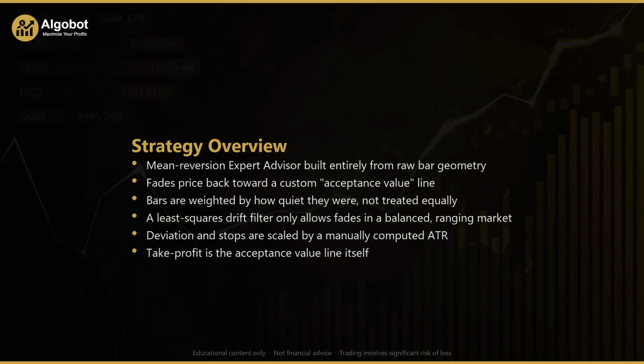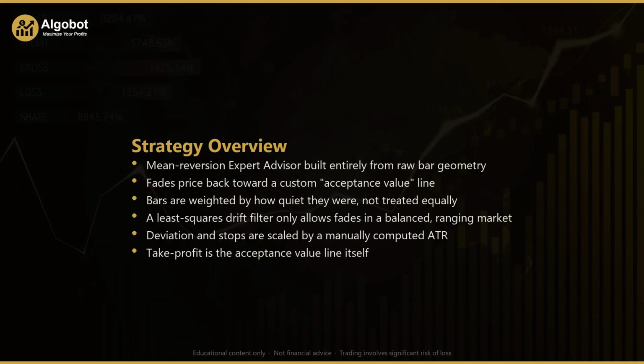So what exactly does range-weighted value reversion do? At its heart, this is a mean reversion expert advisor. That means it doesn't chase momentum or try to ride long trends. Instead, it waits for price to travel too far from what it considers fair value, and then it looks for a snapback toward that value. The strategy is built entirely from raw bar geometry, the open, high, low, and close of each candle, so it doesn't rely on any packaged library indicators.